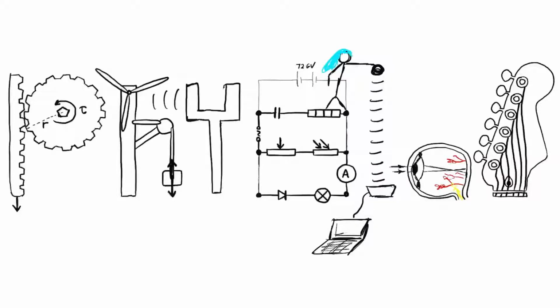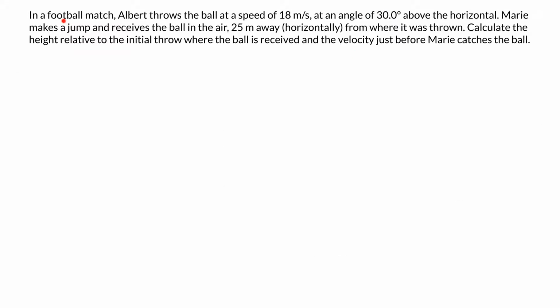In this video lesson, we will be looking at an example of a projectile motion question. We have a football match happening, and in this football match, Albert throws the ball at a speed of 18 meters per second at an angle of 30 degrees above the horizontal. Mary makes a jump and receives the ball in the air 25 meters away horizontally from where it was thrown. What we want to do is calculate the height relative to the initial throw where the ball was received and the velocity just before Mary catches the ball.